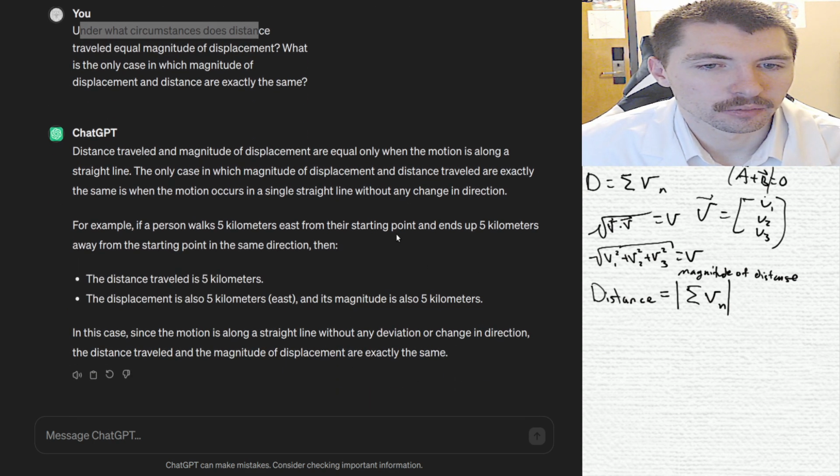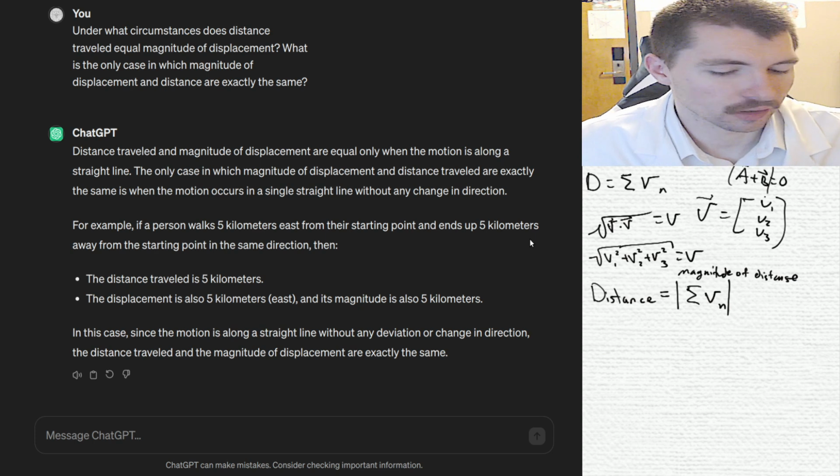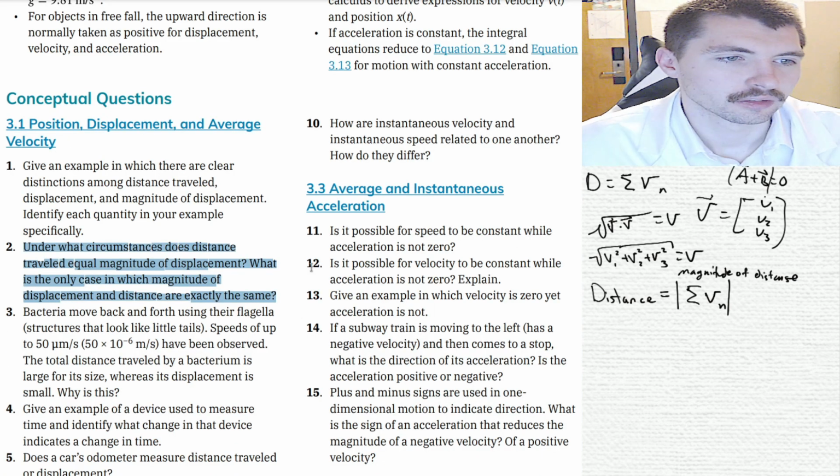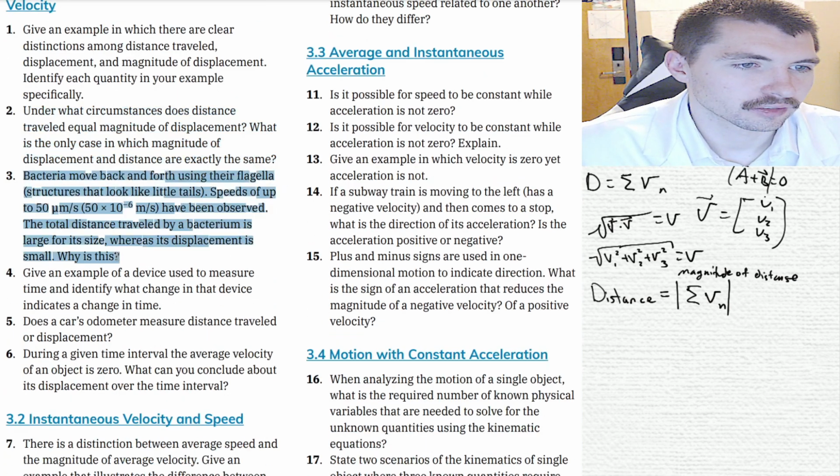Person walks 5 kilometers east. Distance traveled is 5 kilometers. Displacement is 5 kilometers east. Okay. Simple enough.